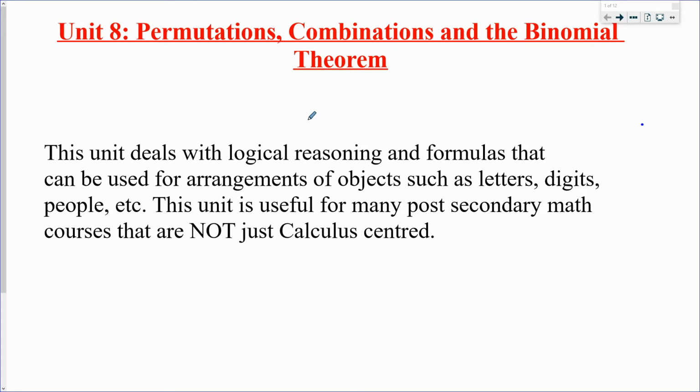Beginning our last unit, which is permutations, combinations, and the binomial theorem. We'll look at Pascal's triangle along the way. Basically, it is a unit on probability and counting principles, which is generally useful all throughout university. It pops up in a lot of different places. It's actually very tricky stuff.